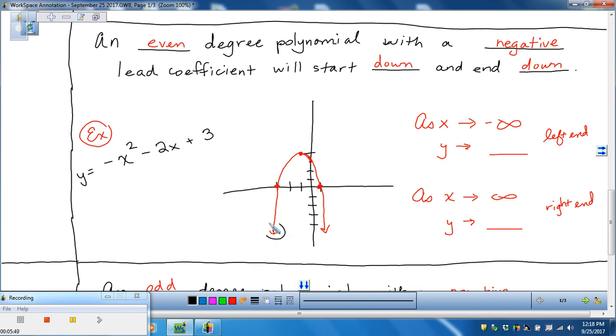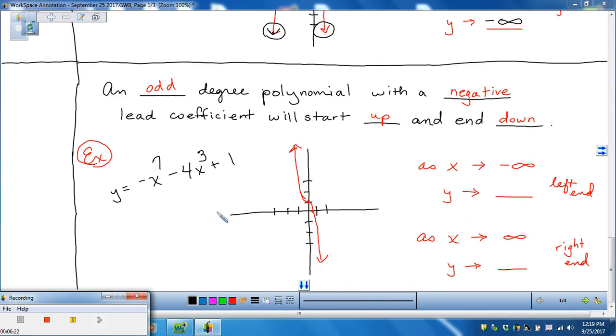So as I look at the left side, as x is approaching negative infinity, y is also approaching negative infinity. Now it's my left end behavior. My right end behavior, as x is approaching positive infinity, as x goes to the right, the y value is still going down, so y is approaching negative infinity. Go ahead and pause and finish copying this down, and then we'll finish up with our last example.